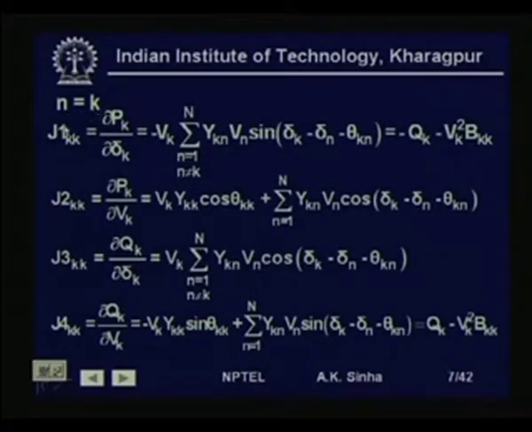So, for the diagonal elements for J 1, that is del P k by del delta k, we have the relationship as del P k by del delta k is equal to minus V k summation n is equal to 1 to capital N, where n is not equal to k, that is into magnitude of y k n, V n sin of delta k minus delta n minus theta k n. This comes out to be equal to minus Q k minus V k square into b k k.